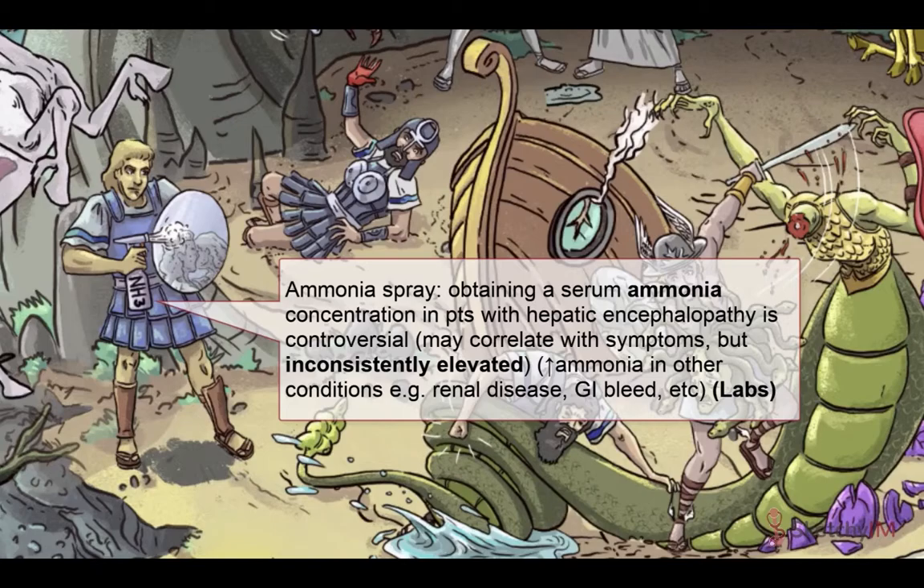You do not need to measure elevated ammonia to make the diagnosis of hepatic encephalopathy or monitor its progression. Additionally, ammonia is elevated in numerous other conditions, including renal disease or upper GI bleeding. This guy has the right idea, though. Mirror Shield is so clutch.